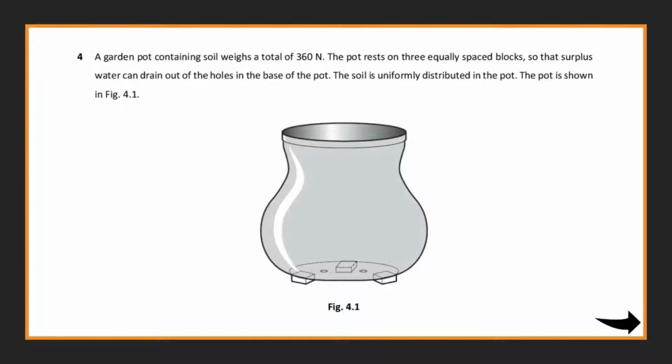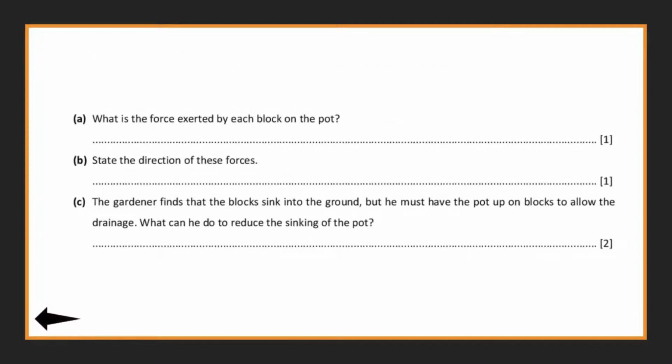A garden pot containing soil weighs a total of 360 Newton. The pot rests on 3 equally spaced blocks so that surplus water can drain out of the holes in the base of the pot. The soil is uniformly distributed in the pot. The pot is shown in figure 4.1. 4a. What is the force exerted by each block on the pot? To answer this question, let's go back to figure 4.1.